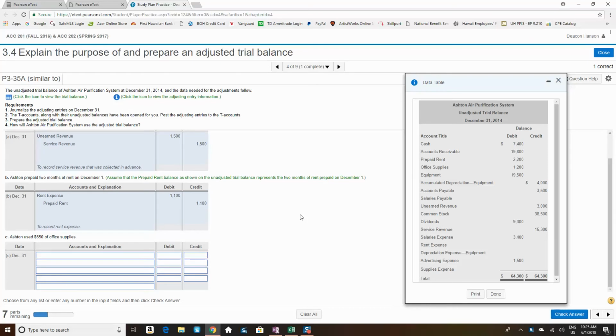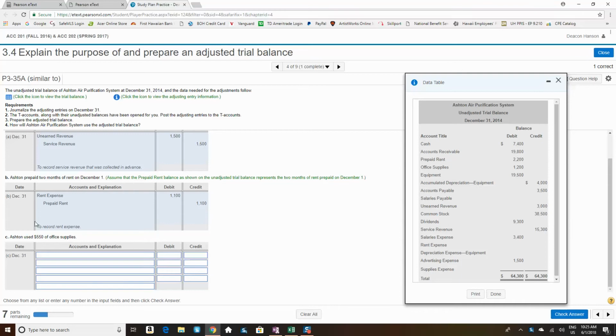Now, office supplies is another example of a deferred expense. When we buy these office supplies, we stick them into an asset account called office supplies. Now, as we use the office supplies up, we take them out of the asset account and we turn them into an office supply expense.